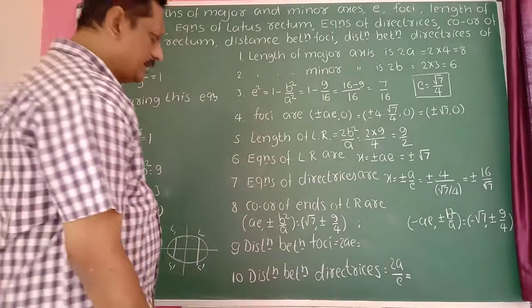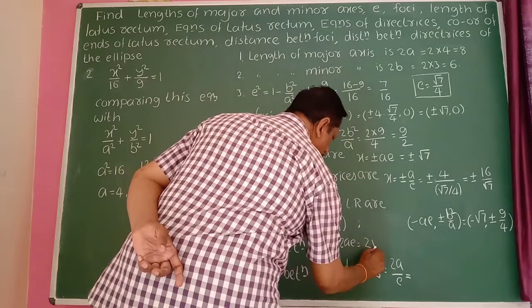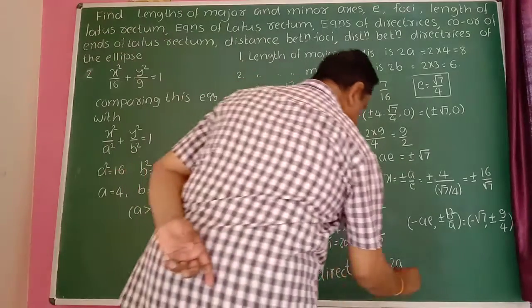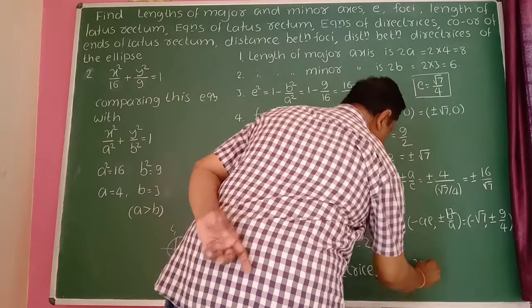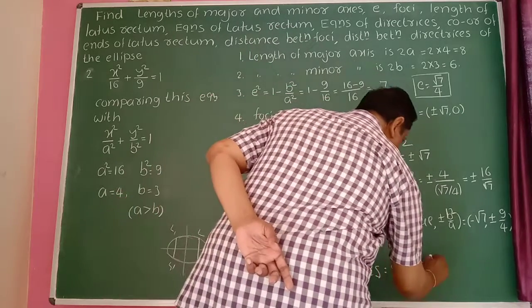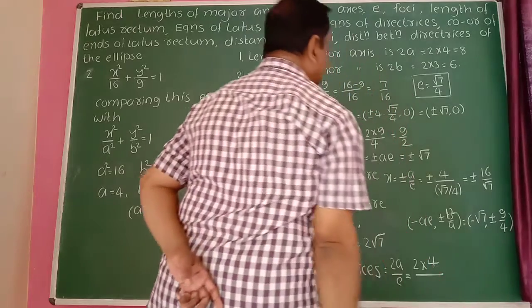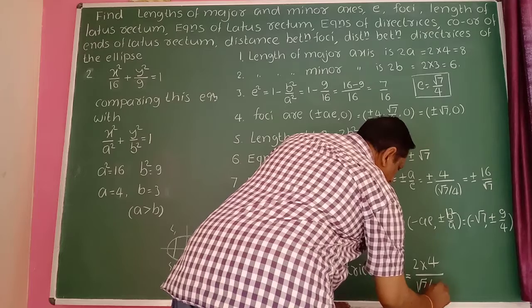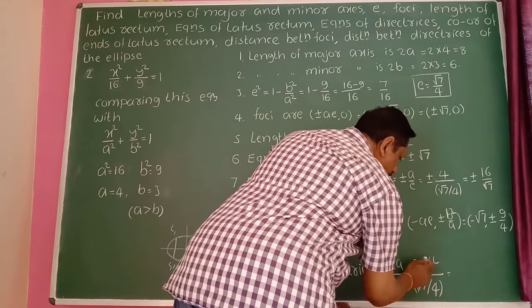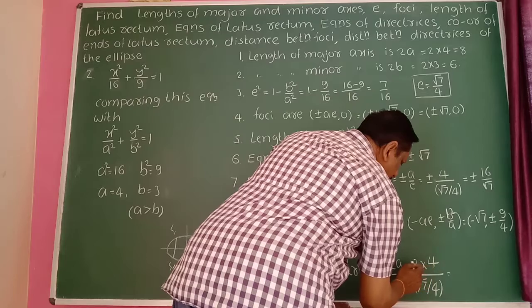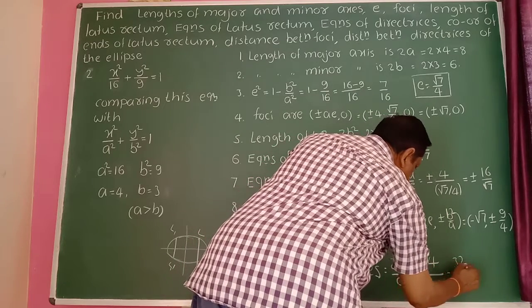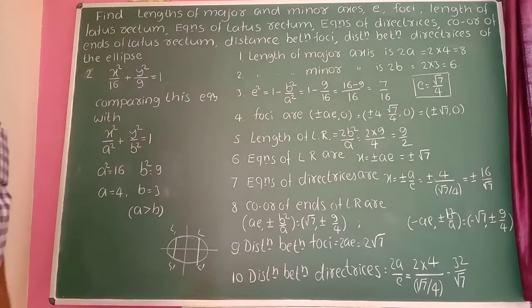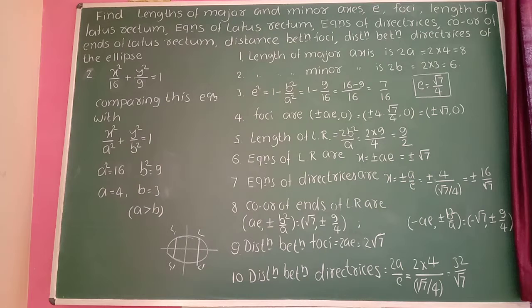The distance between the foci is 2ae. So 2 root 7, since ae is root 7. Then the distance between the directrices is 2a divided by e. The a value is 4, so 2 into 4 divided by the eccentricity, root 7 by 4. Take 4 to the numerator. 4 4s are 16, 16 2s are 32. 32 divided by root 7 gives the distance between the directrices.